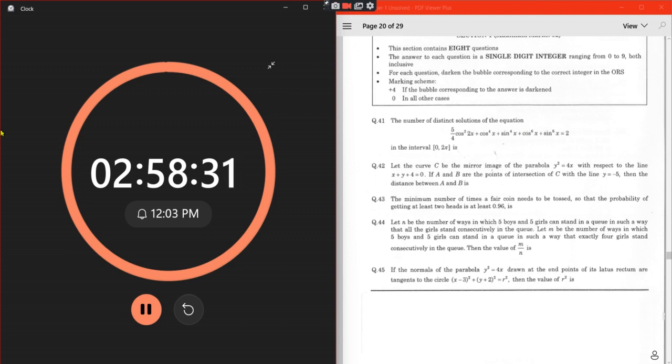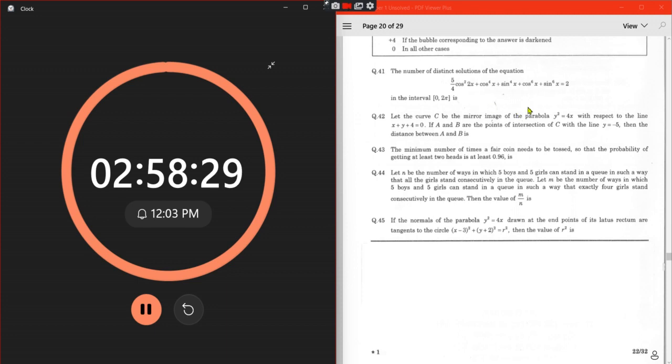Next question. 42. Let the curve C be a mirror image of the parabola y square equal to 4x with respect to the line x plus y plus 4 equal to 0. If A and B are the points of intersection of C with the line y equal to negative 5, then the distance between A and B is? कोई तो भी एक लाइन है, उसे तुम रिफ्लेक्ट करो पैराबोला को. कोई तो भी रैंडम दूसरी लाइन है.